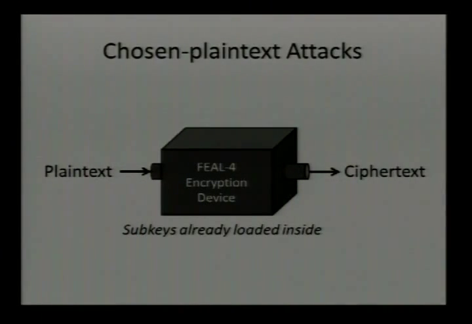So what we can do is we can choose some plaintext, send it into the box, and we get the resulting ciphertext out. And by doing that over and over again in a deliberate way, we can get the subkeys, and we can go break the code being used in the real world.